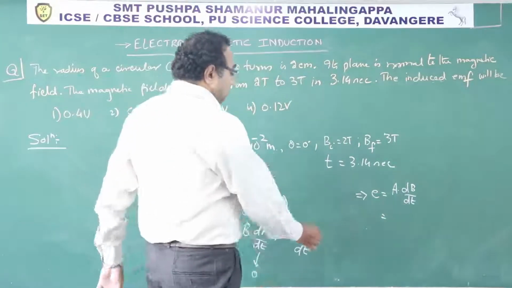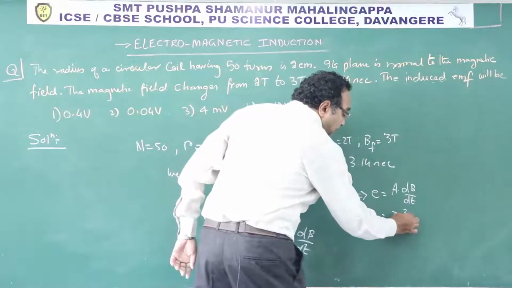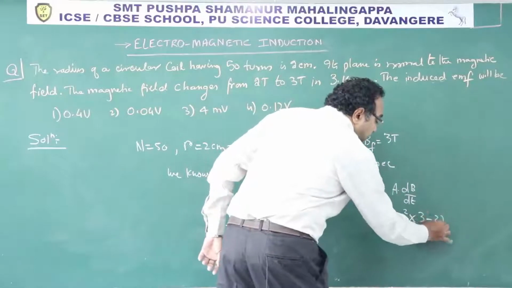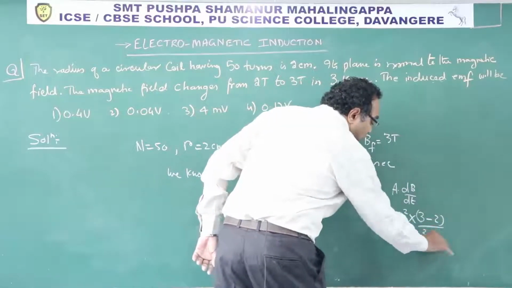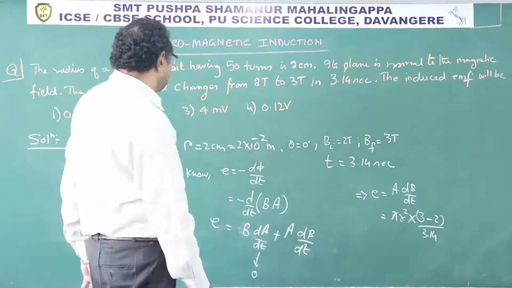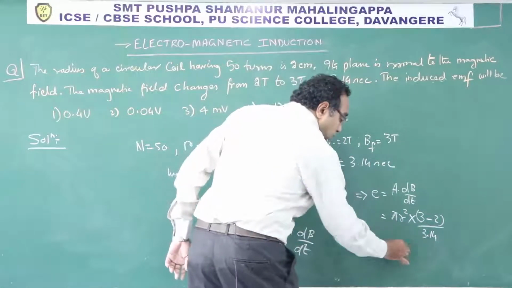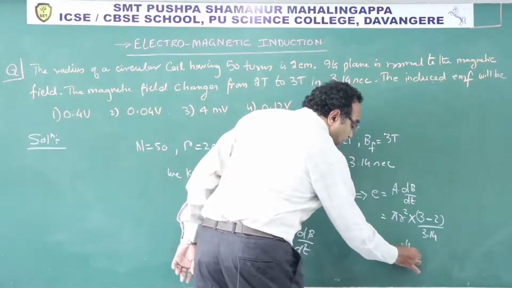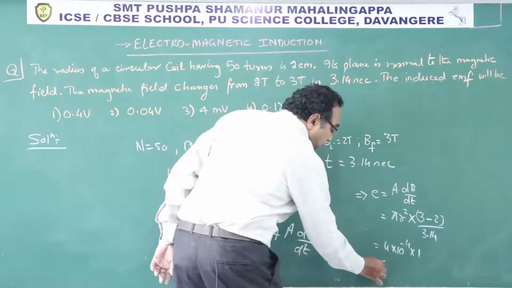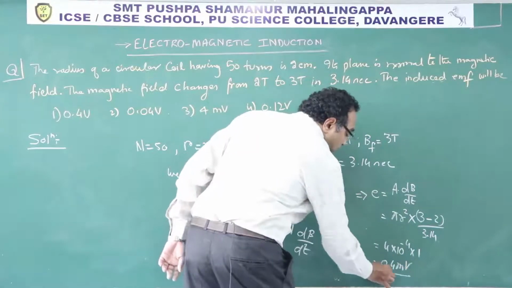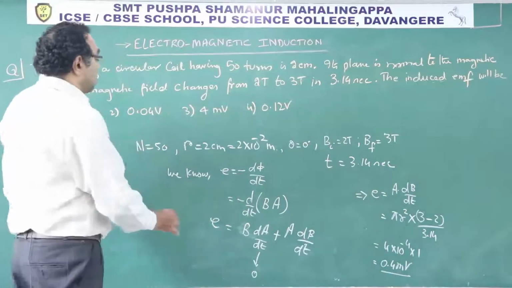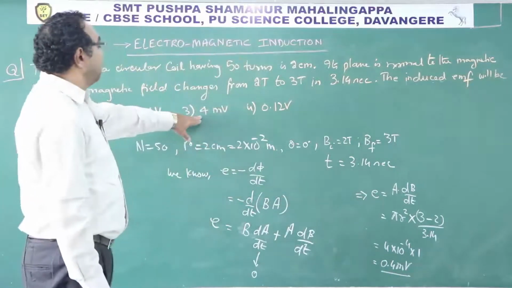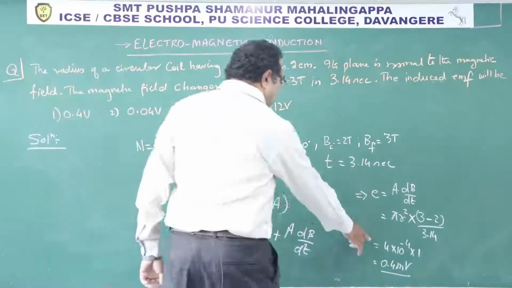So area will be what? It's a circular coil, so pi r square. dB is final minus initial, so it is 3 minus 2. Time is 3.14. Radius is given as 2. So pi cancels out. So we get 4 into 10 power minus 4 into 1. So this gives us 0.4 millivolt. So our answer is 4 millivolt. It is given, this should be 0.4 millivolt, because 4 into 10 power minus 3 we have.